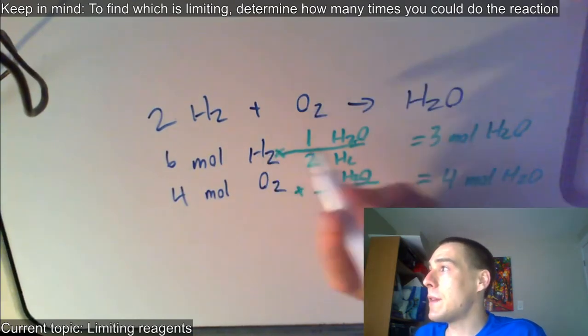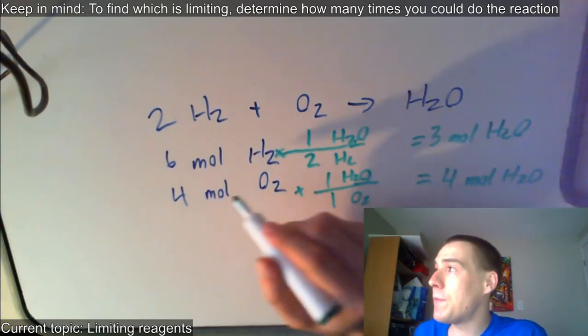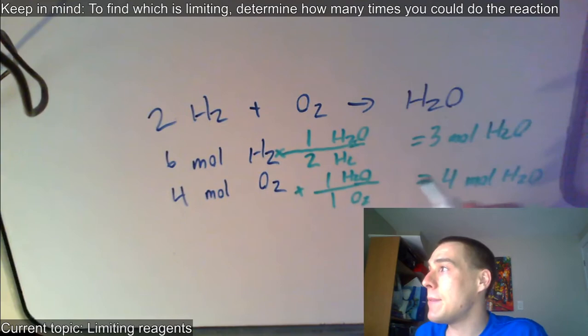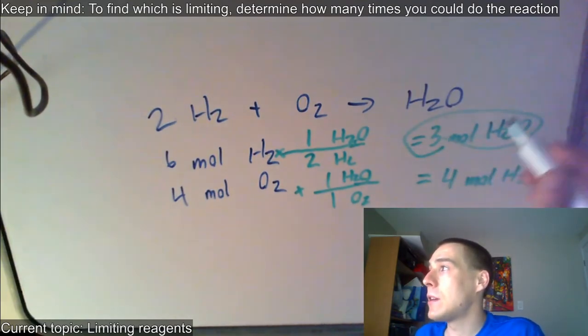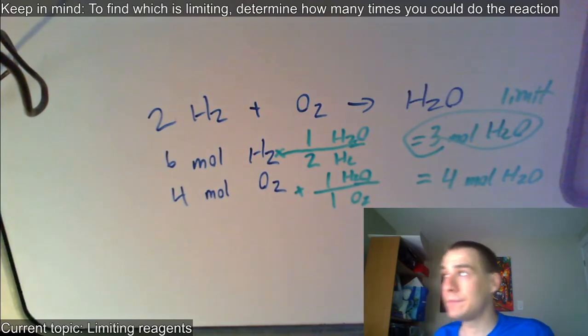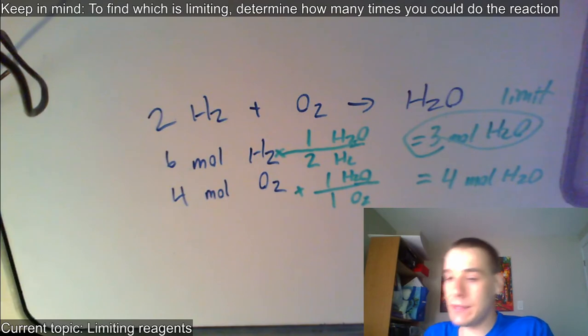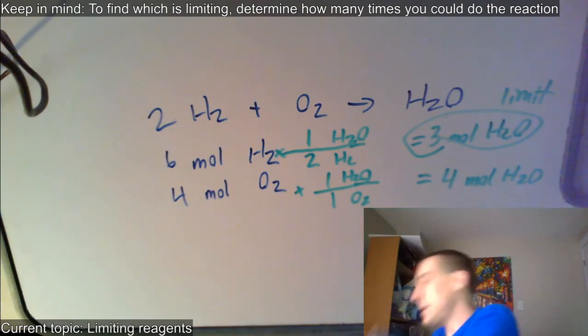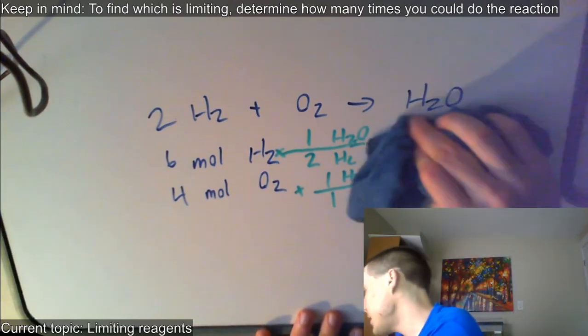So with 6 moles of hydrogen, I can make 3 moles of H2O. With 4 moles of oxygen, I can make 4 moles of H2O. So this is the limit. All right, there's the limiting reagent. Now there's a second way to do this that is much faster, but conceptually a little bit harder to understand.